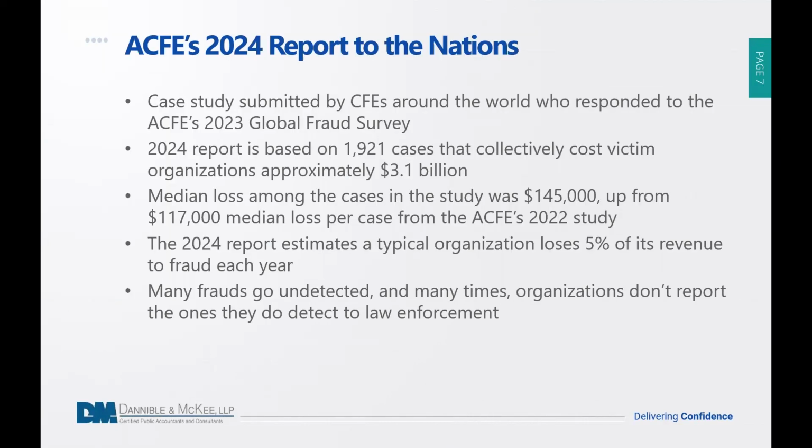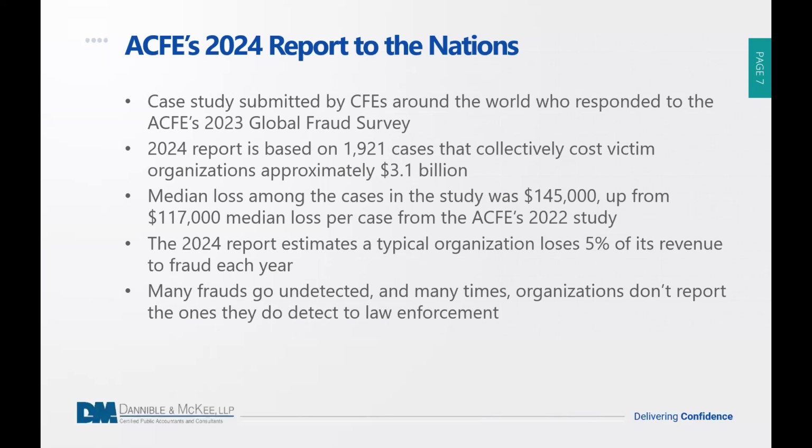So the ACFE, which is the Association of Certified Fraud Examiners, just released their 2024 Report to the Nations about a month or two ago. And this is a report submitted by CFEs all around the world for the 2023 Global Fraud Survey. The report was based on a little under 2,000 cases that collectively cost victim organizations approximately $3.1 billion. And the median loss among the cases in the study was $145,000. That's up from $117,000 from the median loss that came from the 2022 study. That's about a 24% increase.